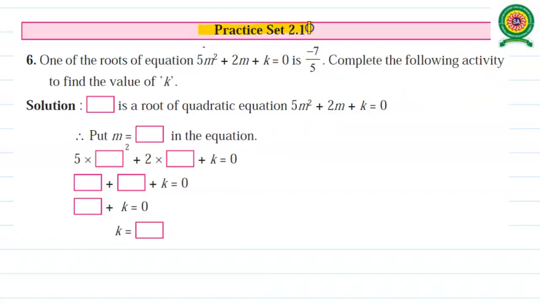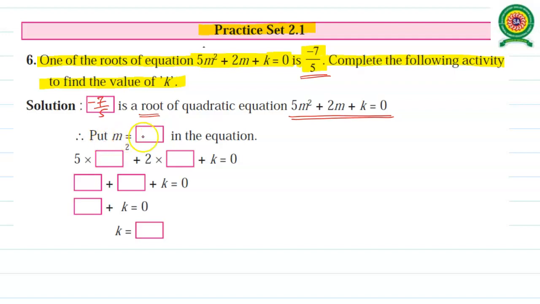Look at question number 6 from practice set 2.1. One of the roots of the quadratic equation 5m square plus 2m plus k equals 0 is minus 7 by 5. Complete the following activity to find the value of k. Now we have minus 7 by 5 as the root of the given quadratic equation 5m square plus 2m plus k equals 0. So once minus 7 by 5 is the root, it should satisfy the given quadratic equation.